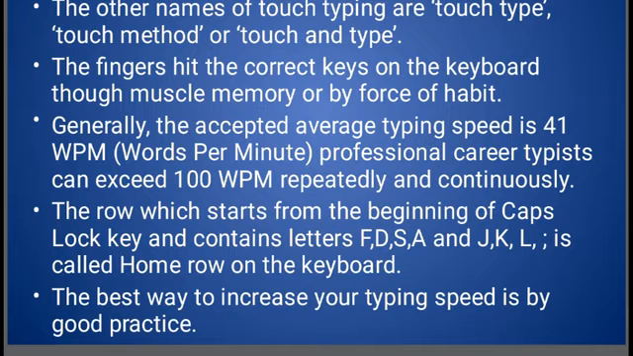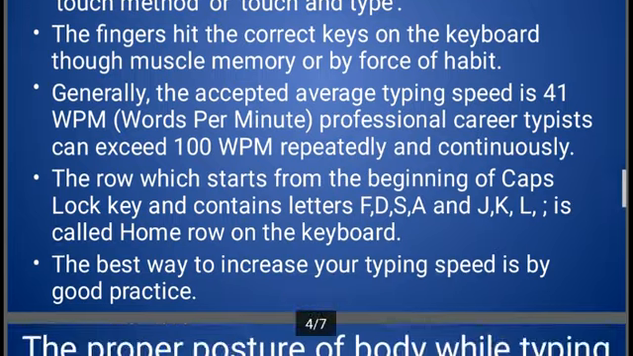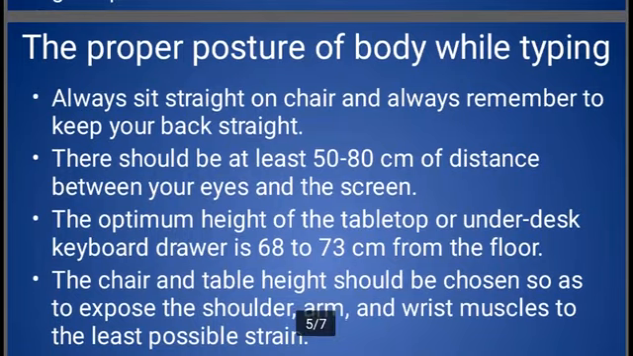Okay, the best way to increase our typing speed is good practice. Now, the proper posture of the body while typing. Always sit straight on the chair. Always remember to keep your back straight. There should be at least 50 to 80 centimeters of distance between your eyes and the screen. The optimum height of the tabletop or under-desk keyboard drawer is 68 to 73 centimeters from the floor.